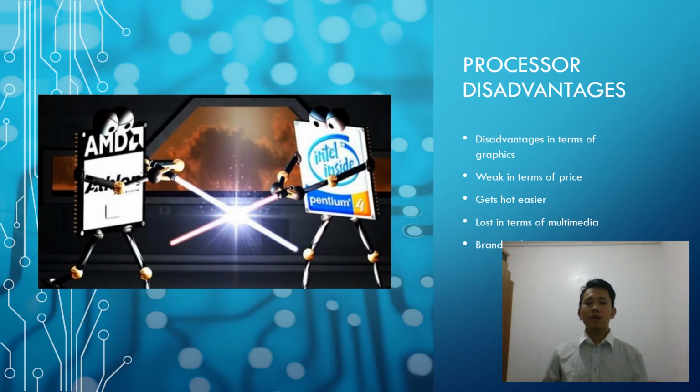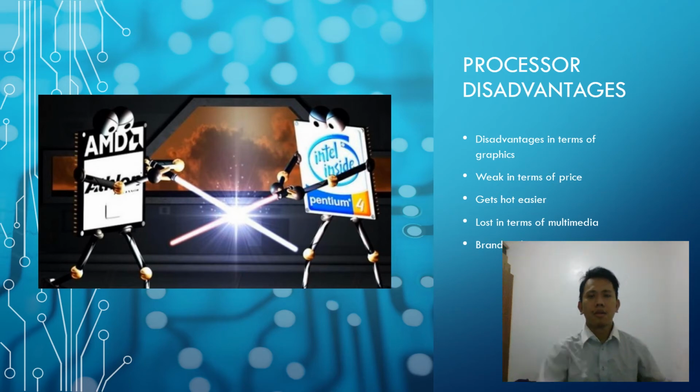Okay, the fourth, loss in terms of multimedia. AMD has smart detecting features. For example, when we do multitasking, AMD will detect which application we are using. AMD will focus on the application we use while the rest is made to sleep temporarily.